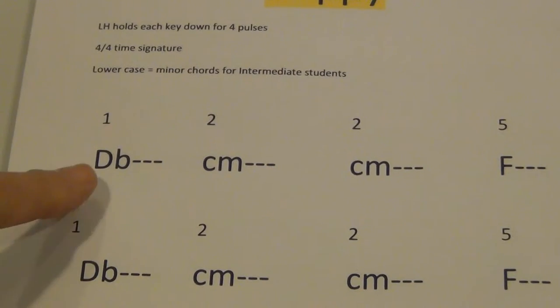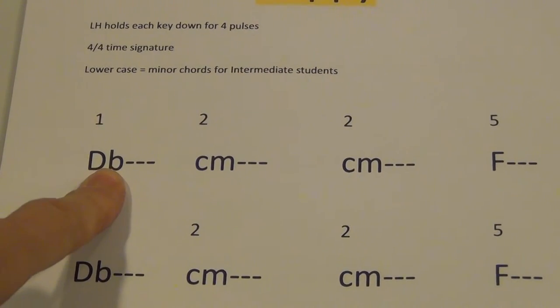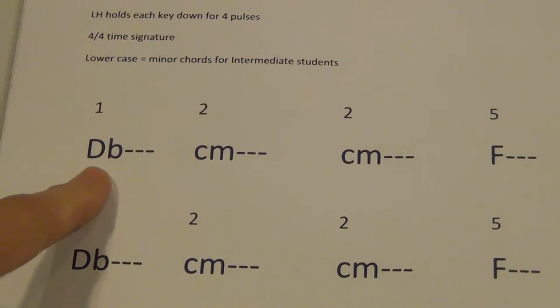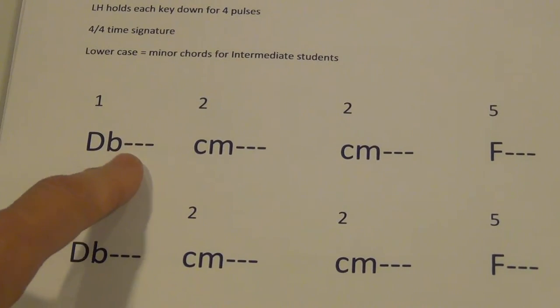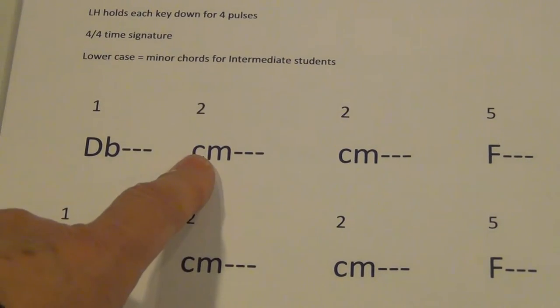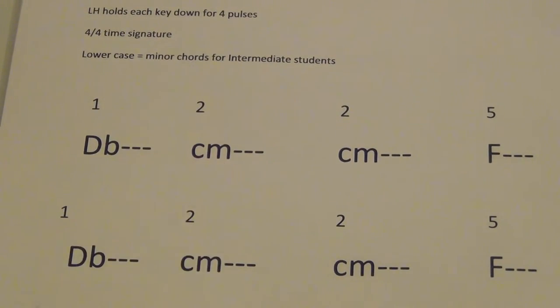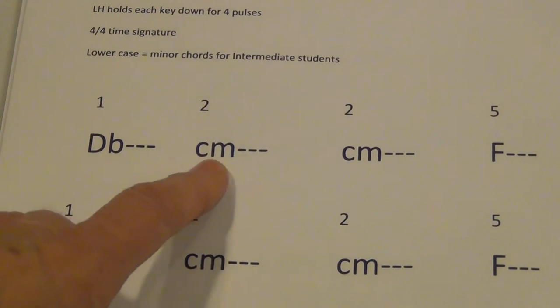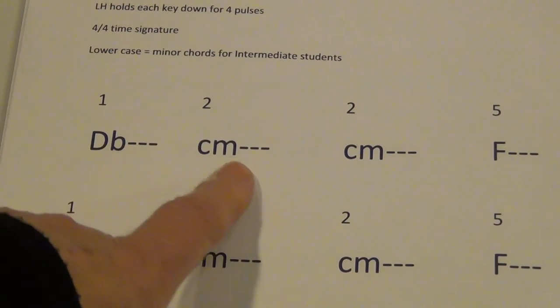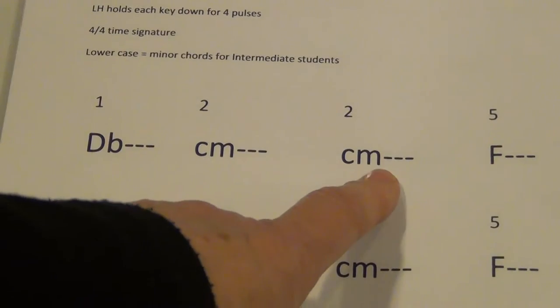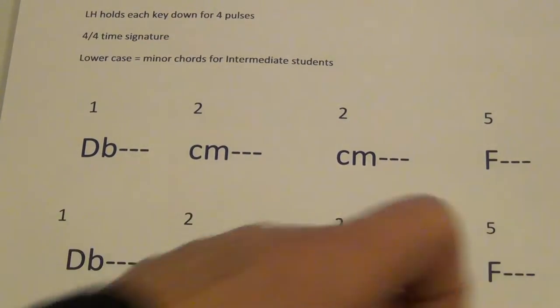So we have what we call a D flat. This B, lowercase b means flat. D flat, dash, dash, dash, or pulse, pulse, pulse. C, and then M is for intermediate students, but it's called C minor, but they're going to only worry about C, dash, dash, dash, C, dash, dash, dash, F, dash, dash, dash.